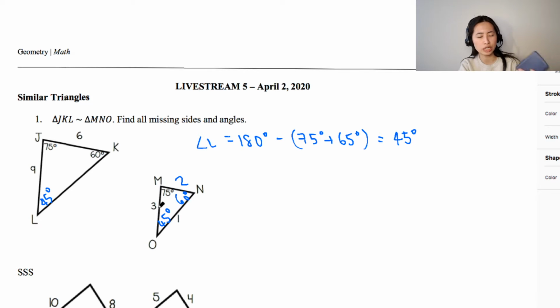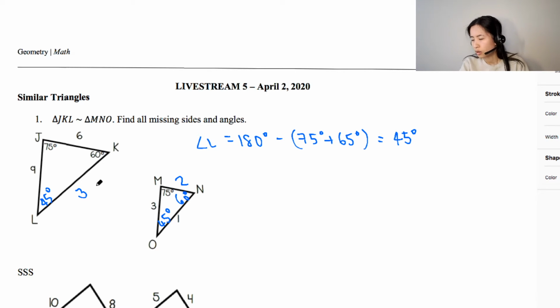Now that we know that, we still have to find the dimension for LK. How do we find it? Remember how the factor that you're multiplying to get 9 is 3? That means if you have 1 for ON, you need to multiply 1 times 3 to get 3. So the dimension of LK is 3 units.